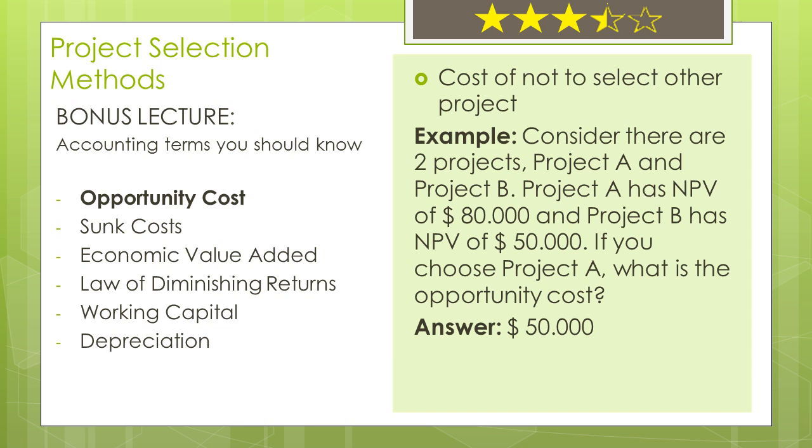If you choose Project A, what is the opportunity cost? Well, you don't need to make any calculation. Since opportunity cost is the cost of the other project, which is not selected, the answer is $50,000.